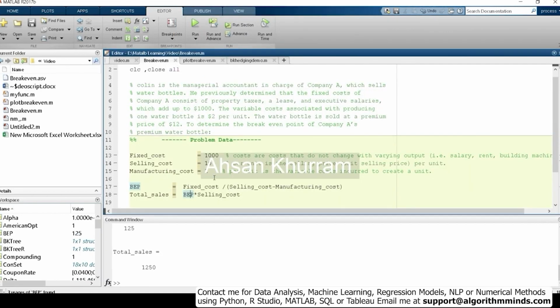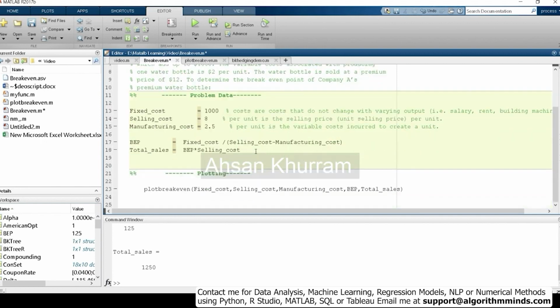Now just for fun, let us change our input values for the fixed cost or maybe the selling cost. Suppose there is competition in the market and Mr. Colin has to decrease the price from $12 to, let's say, $8, and the manufacturing cost is, let's say, $2.5. Now let us run this code and see how it will affect our results and, in terms of graph, sorry.